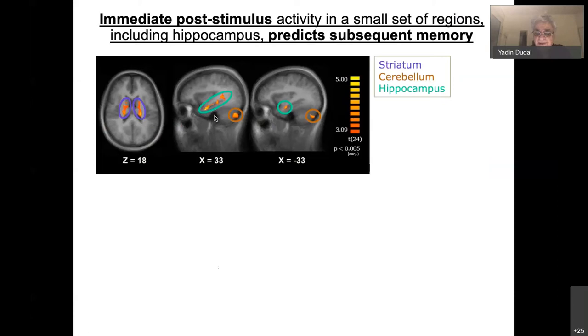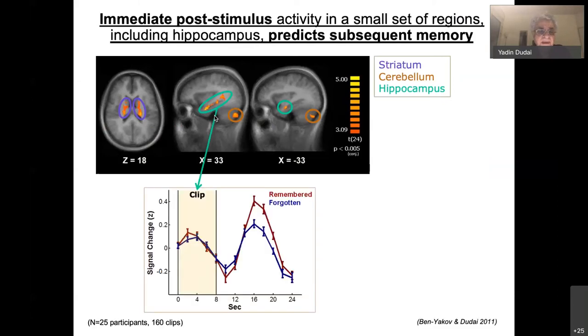This area is called the hippocampus. This is the clip. This is what happens after the experience. If this is active, you will remember much better than if this is not active enough. So forget about the clip itself. This is the after effect of the experience. And you see that this area here, which is called the hippocampus, is important after you experience the event for your memory to be formed.